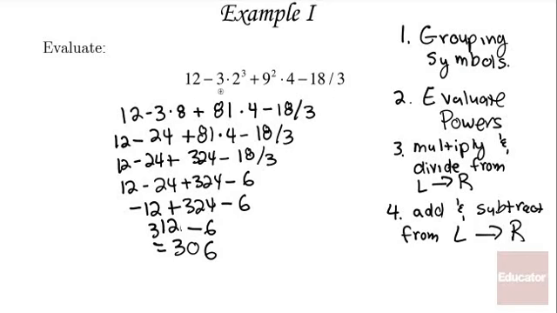So I went back and I evaluated my powers. And I had 2 powers, which is 2 cubed and 9 squared. And I eliminated those. I solved those. Then I went down, proceeding from left to right, and solved all the multiplication and division that I had. Once I was left with only addition and subtraction, I went back to the left side of the expression, went through, solved, adding and subtracting, until I came up with my final result of 306.